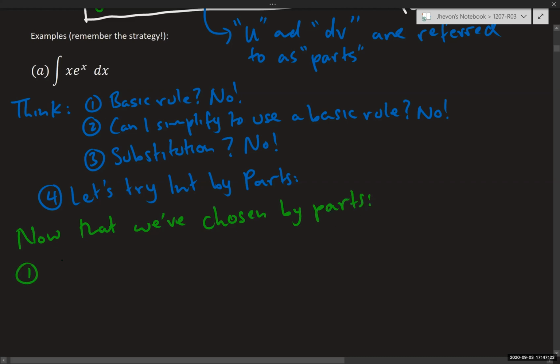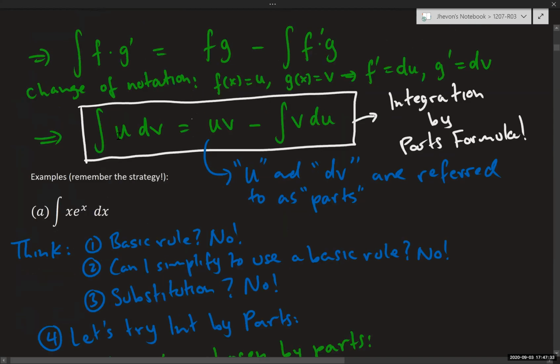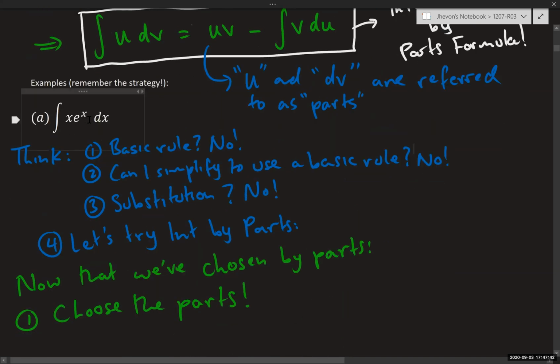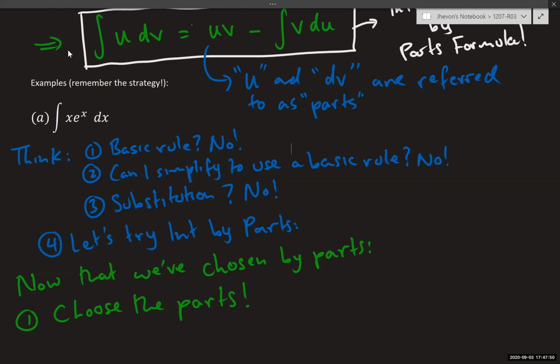Step one, the first thing you want to do is choose the parts. In my integration by parts formula, there is a U part and there is a dV part. So there are two parts that I'm thinking of in the integral. Once I've said to myself, okay, I'm going to do integration by parts on this integral, the first thing I need to do is choose the parts. So that's what I'm going to do.